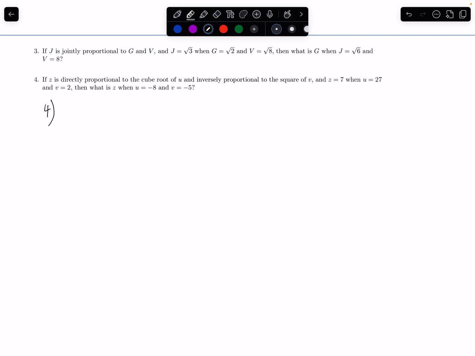Okay, z is directly proportional to the cube root of u. Okay, what does that mean? Z is directly proportional means, okay, here's my constant first. It always goes off to the side. Directly proportional means the cube root of u should be out to the front. Okay. Inversely proportional to the square of v. So that means it's over v squared.